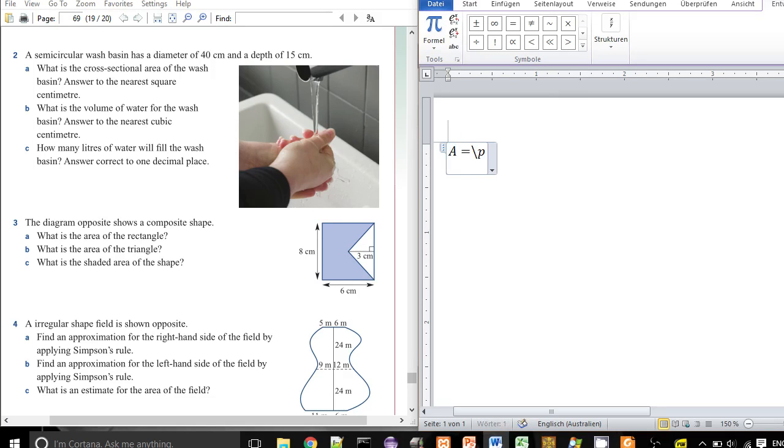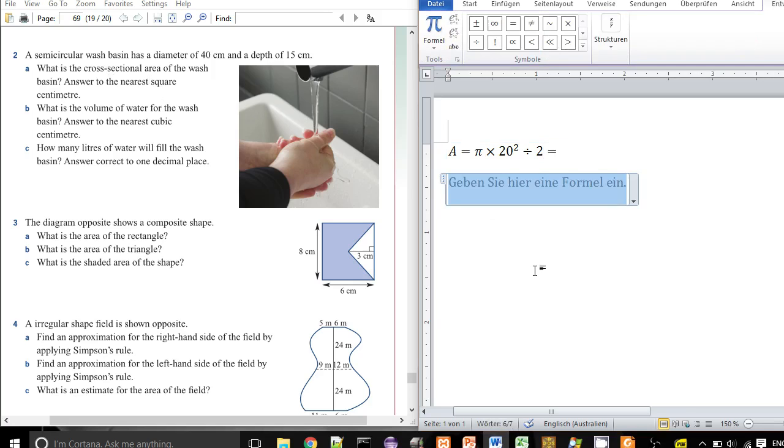So the area of a circle, again, it keeps coming up, pi r squared. But the radius is just 20, because the diameter is 40. And then the only other thing is we need to divide it by 2, because it's a semicircle. Or times it by a half, same thing. So that's the answer to the first one. That's the cross-sectional area.